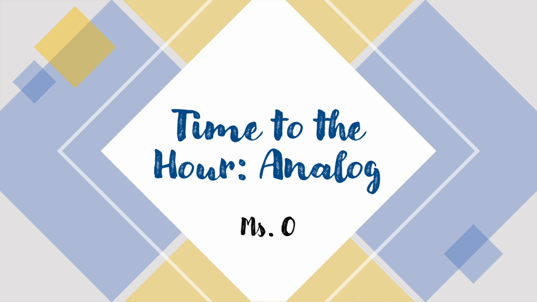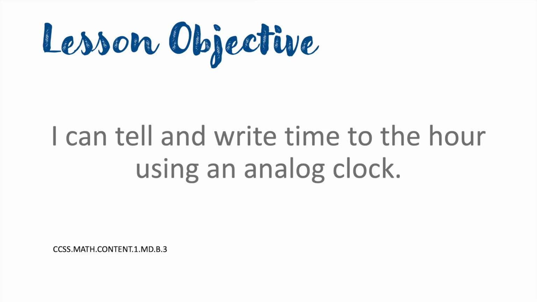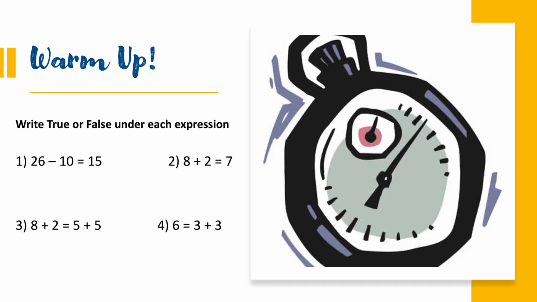We will start our lesson in time to the hour using the analog clock. Lesson objective: I can tell and write time to the hour using an analog clock. Before we get started, let's go ahead and do a warm-up. You will have 60 seconds to write true or false under each expression. Ready? Begin.